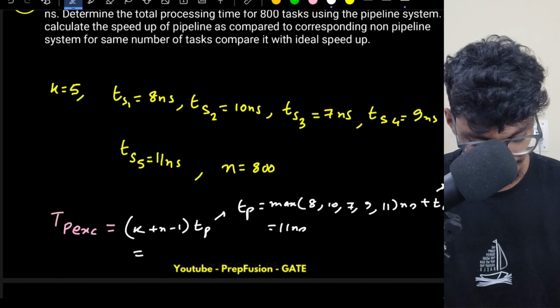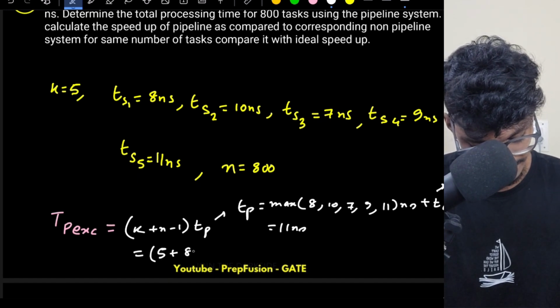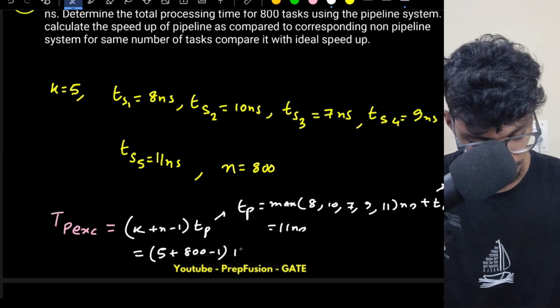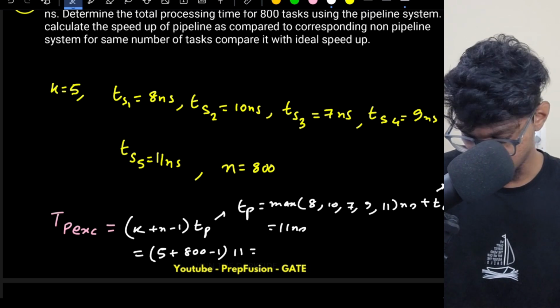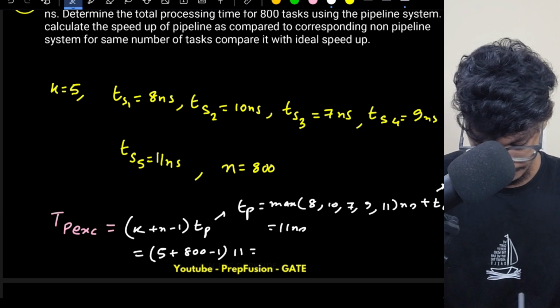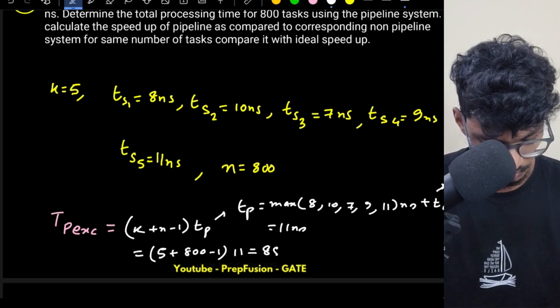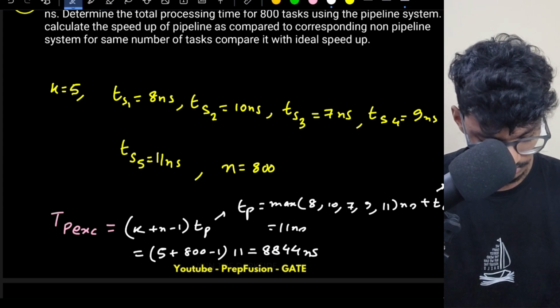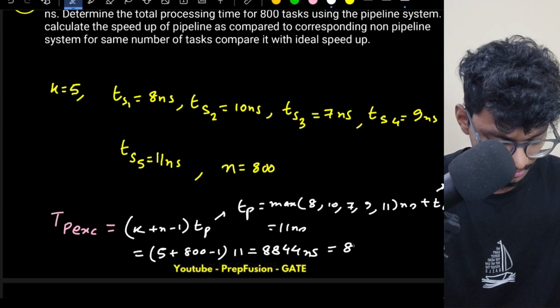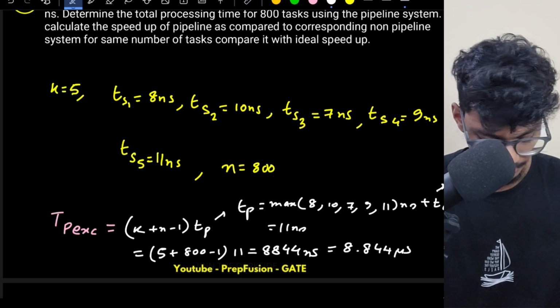So what will be my execution time? It will be (k is 5) plus 800 minus 1, into 11. So it will be 804 into 11, which is 8844 nanoseconds. Okay, or this can be written as 8.844 microseconds.